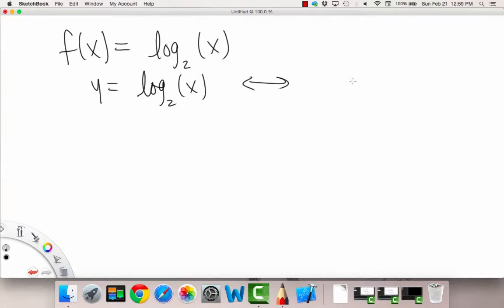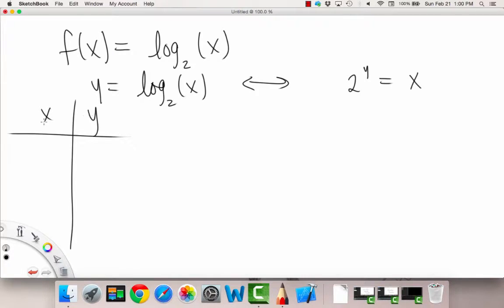This is the same thing as saying 2 to the y power is equal to x. So just something to consider when we're making our table. And by table I mean like an xy table, input, output. So let's try 0 first of all. So what if x were equal to 0? So we have log base 2 of 0 is equal to what?